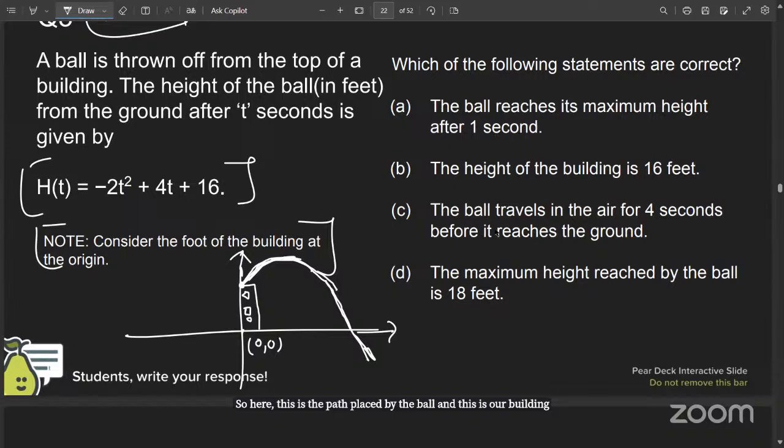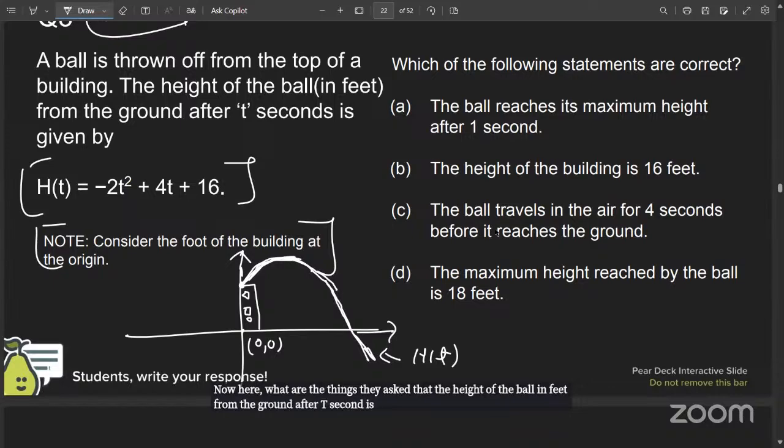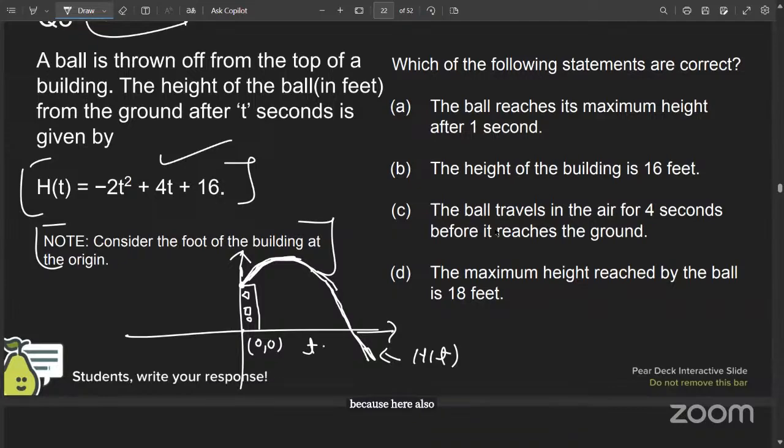The equation of this particular path is given by h(t), right? h(t) is minus 2t squared plus 4t plus 16. Now, what are the things they ask? That the height of the ball in feet from the ground after t seconds is given by this. So the ball is following this particular path. Here over the x-axis I am measuring time, and over the y-axis I'm measuring the height of the ball, h(t). So option 1 says that the ball reaches its maximum height after 1 second.